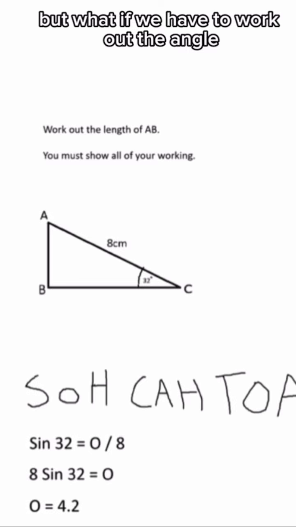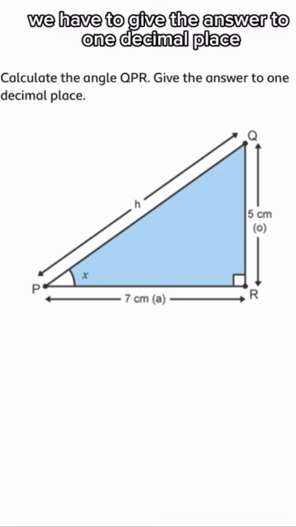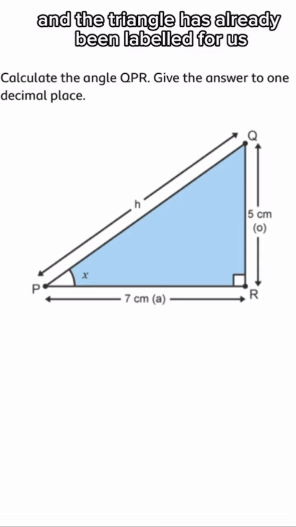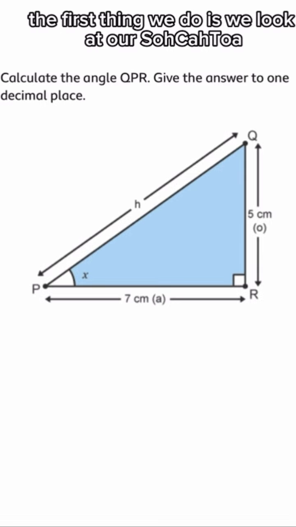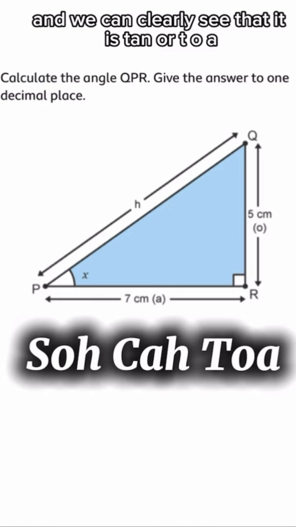But what if we have to work out the angle? Well, in this example, we are asked to calculate the angle QPR. We have to give the answer to one decimal place, and the triangle has already been labelled for us. The first thing we do is we look at our SOHCAHTOA, and we look at which one includes both the opposite and the adjacent. And we can clearly see that it is tan, or TOA.